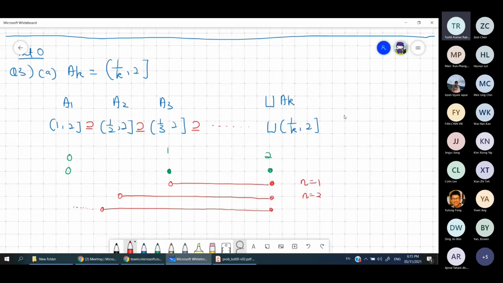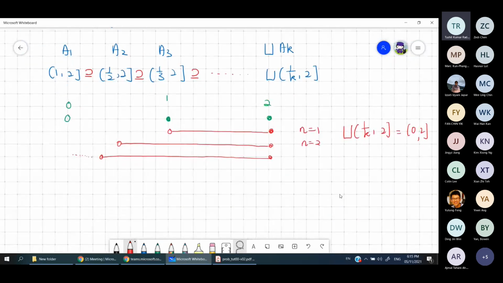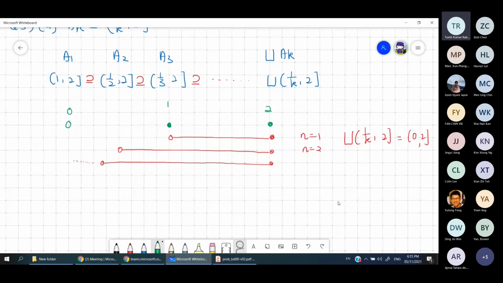So in this case, you can see the union of all of them, using this idea, will be equal to (0, 2]. From here we can straight away solve our questions. Since A_k is increasing, the limit of A_k must be equal to the union of all the A_k, which is just equal to (0, 2].